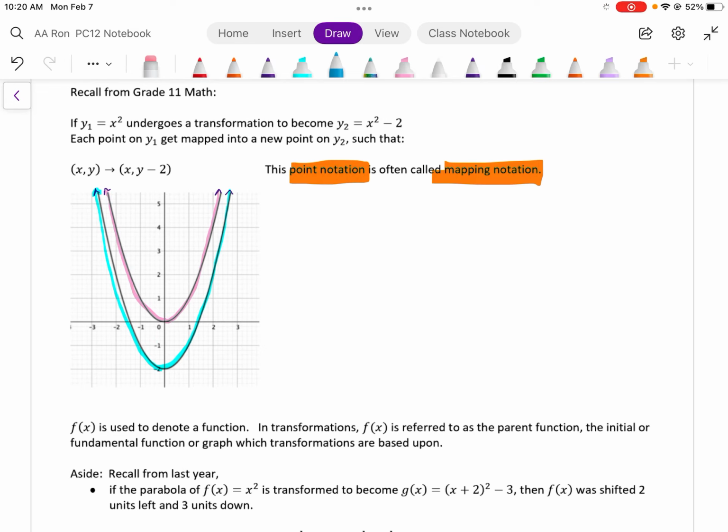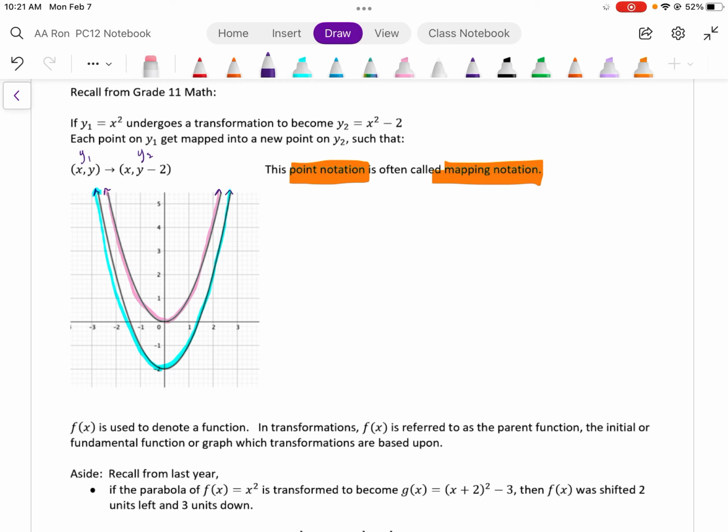Recall from grade 11 math, y1 is equal to x squared and undergoes transformations to become y2 is equal to x squared minus 2. So y1 and y2 are related in one way. y1 is the parent function and is transformed to become y2. So each point of y1 is mapped into a new point on y2, such that on y1 we have points x, y, and on y2 we have points x comma y minus 2.